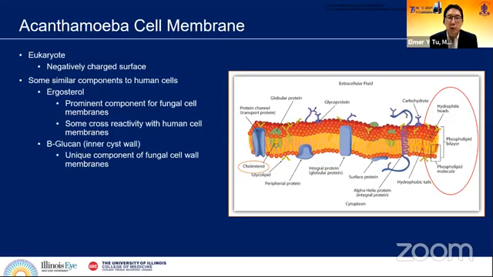It has some similar components to human cells, fortunately and unfortunately, in the form of ergosterol, which is also found in fungal species, but is a relative of cholesterol, which is a component of human cells. They also have a unique component of beta-glucan, which is also uniquely found in fungal cells, but also in the inner cell wall membrane of acanthamoeba.